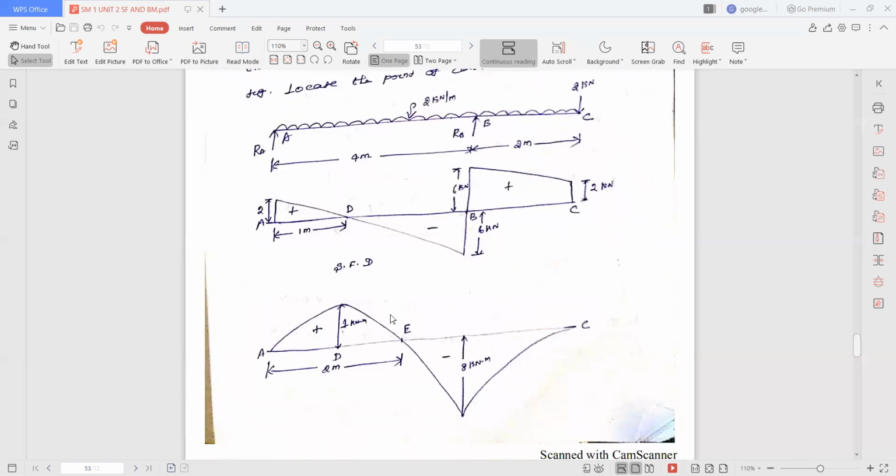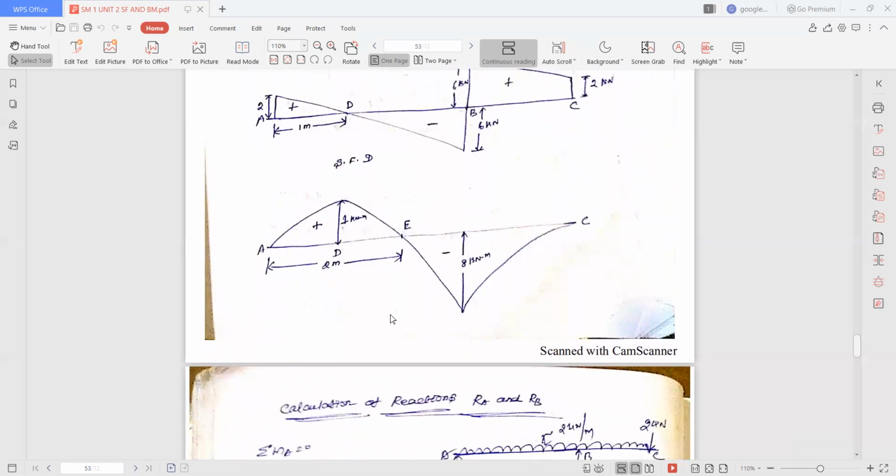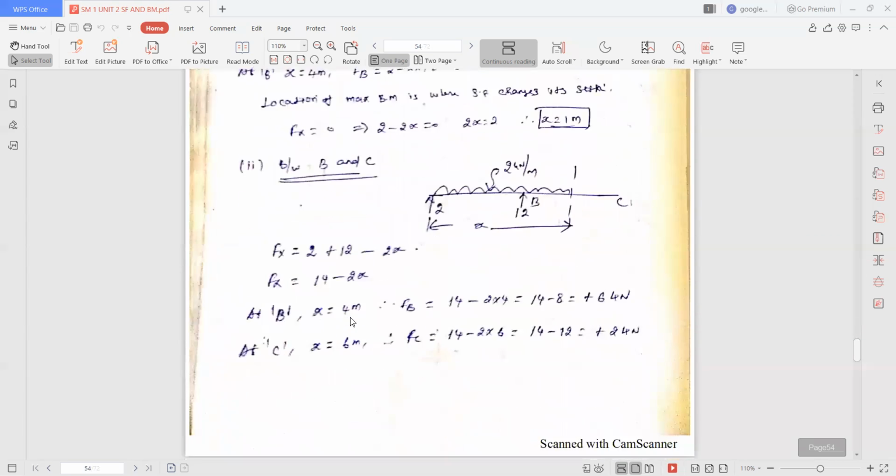Okay, so now if you want to draw the bending moment diagram, you should calculate the bending moment values. You know very well the maximum bending moment occurs where the shear force value is 0, in between A and B. And at the simply supported end or the free end, the bending moment value will be 0. So at points A and C, the bending moment value will be 0, and where the shear force is 0, there you get the maximum bending moment. Therefore, we can draw the bending moment diagram.